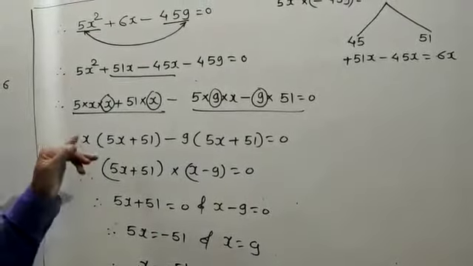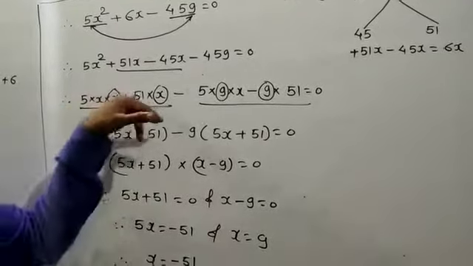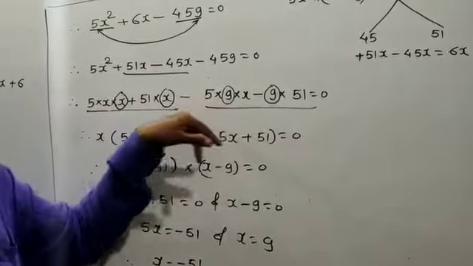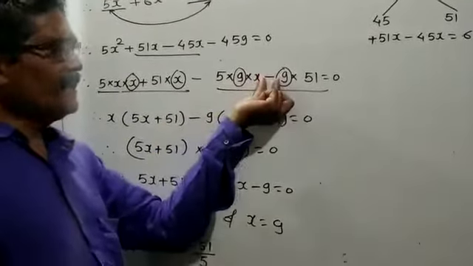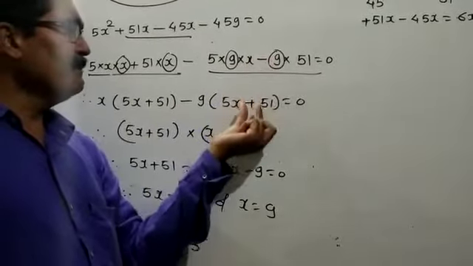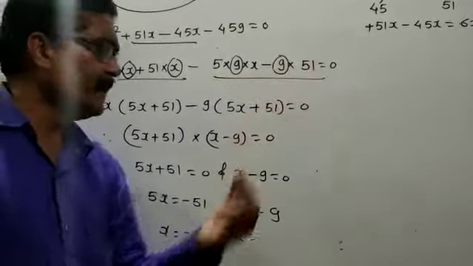Then from the first two terms you have to take out x common. At that time 5x plus 51 will remain. Minus 9 you have to take out common from the last two terms. At that time if minus is taken out common, this minus becomes plus. Then 5x minus 51 will remain, that you have to write.